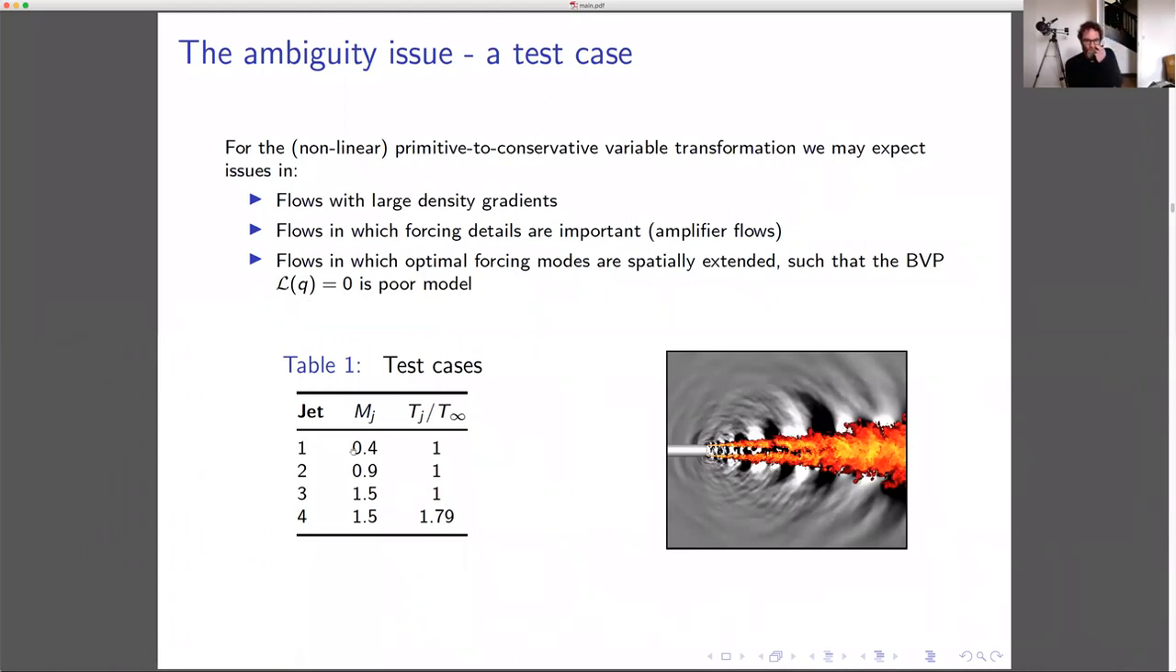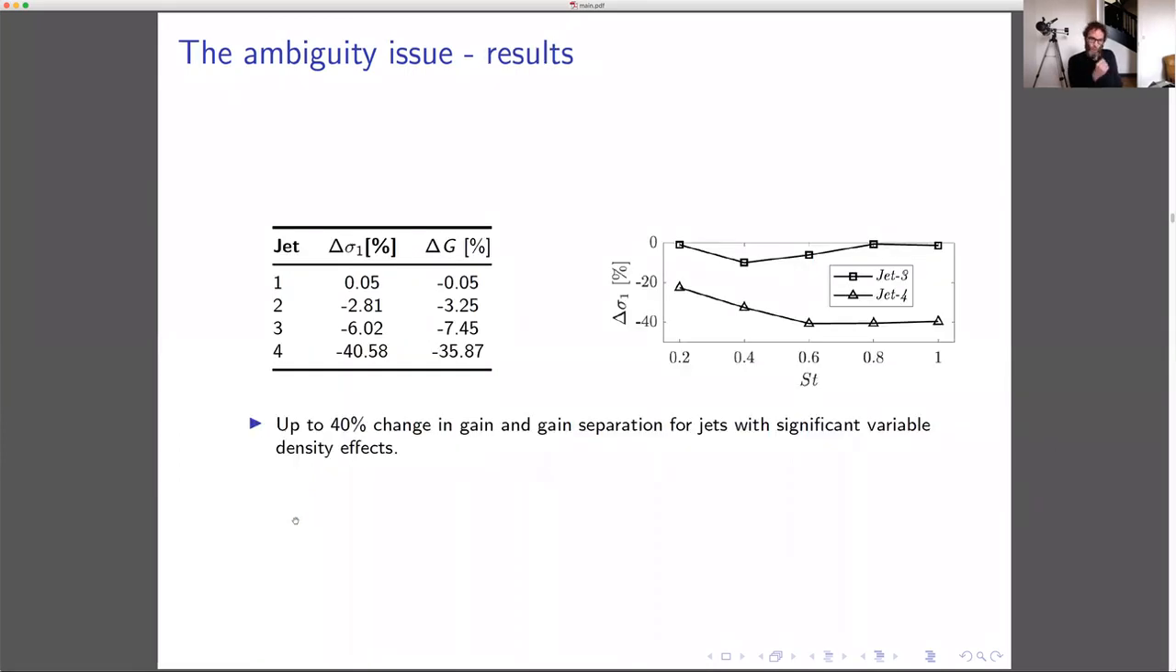So we took a number of large eddy simulations that are numbered here 1 through 4. Basically, as you go from 1 to 4, we're increasing variable density effects either through an increase in compressibility or through a heating of the jet. So you would expect, as you move from jet 1 through to jet 4, that you get bigger issues with this transform from primitive to conservative variables. And indeed, that's what the results show.